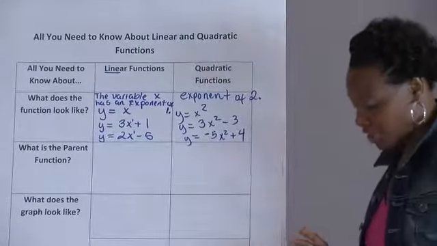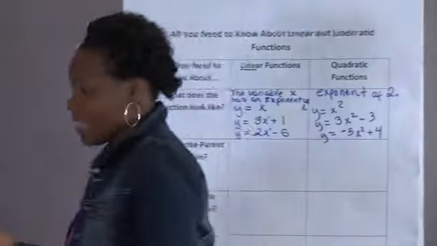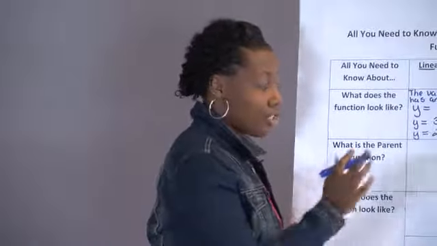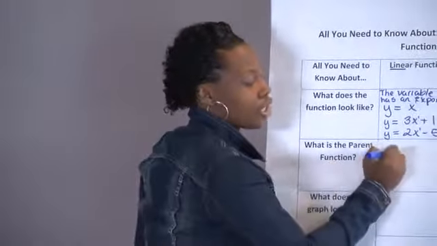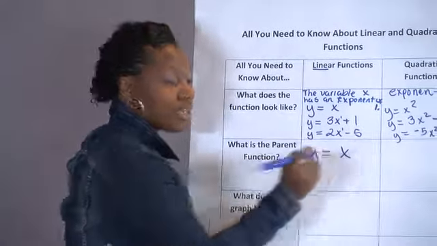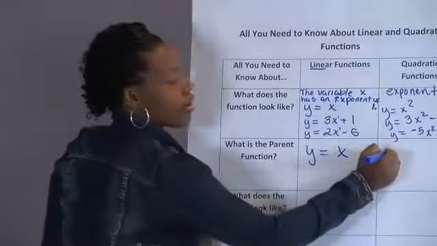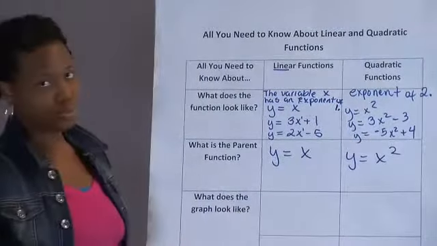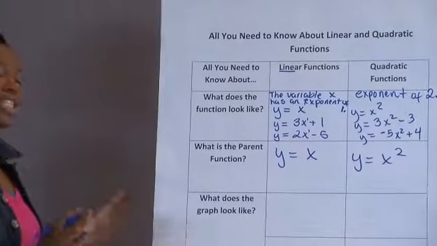Let's talk about the parent functions, because everything has a beginning, right? Like our parents had us. So the parent function or parent equation for a linear function is y equals x. The parent function for a quadratic, y equals x squared. Real simple, okay? And then what does the graph look like?